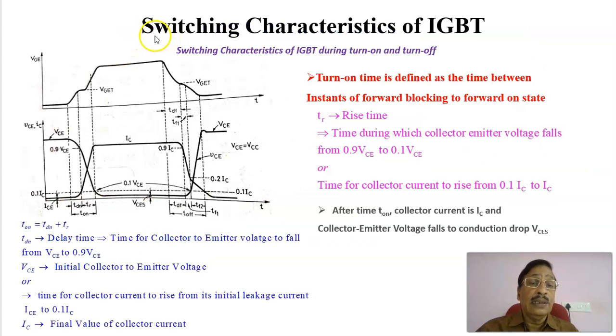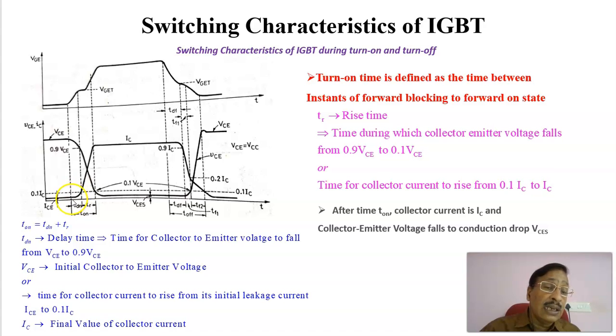Next, we are going to explain the switching characteristics of the IGBT, during the turn on as well as the turn off period. These plots are the variation of the gate to emitter voltage VGE, the collector to emitter voltage, and the collector current. These are the three variables which are plotted: VGE versus time, collector to emitter voltage with respect to time, and the collector current with respect to time during the turn on and turn off process.